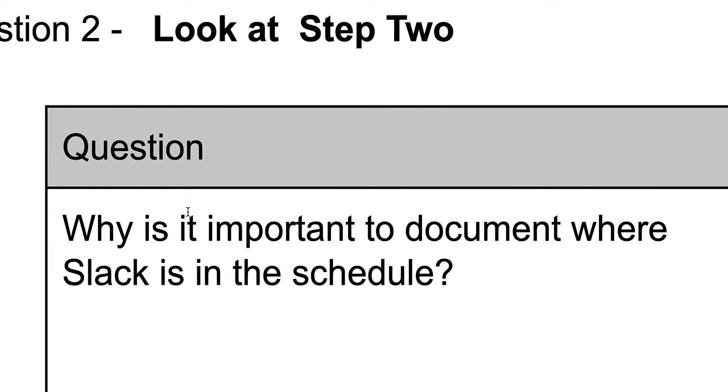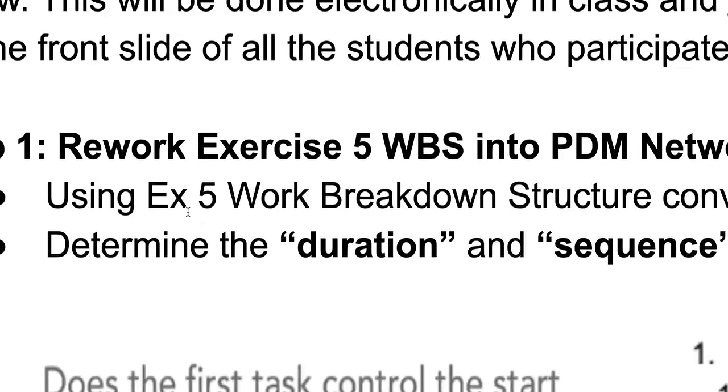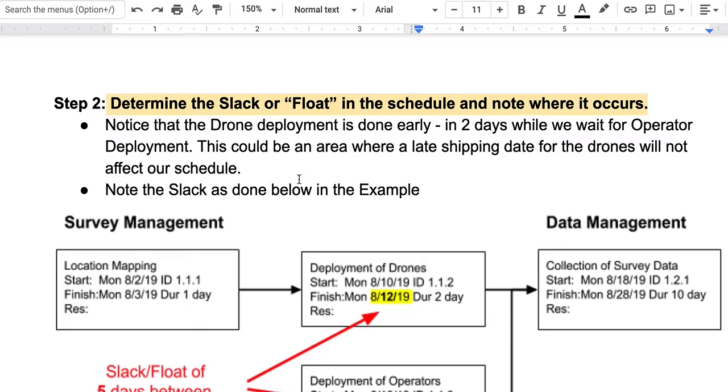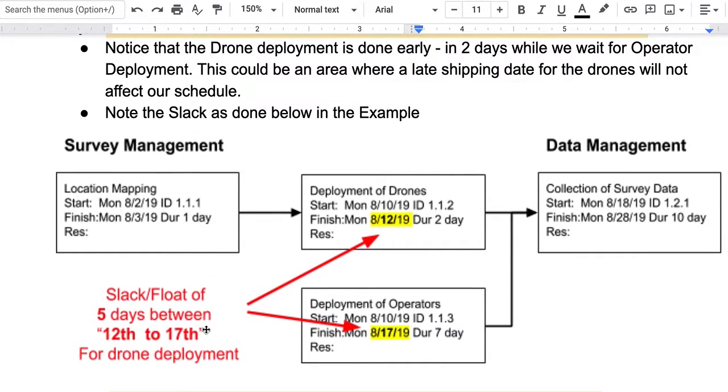Why is it important to document where slack is in the schedule? Think about that now. If something comes up with one of these issues here, so we have slack. In this one here, we're able to say, hey, there's 5 days of slack between these two events, even though they're running in parallel. That means we can go ahead and finish up something earlier and put more focus on this. Or if something was to go wrong, we know that we're going to be able to meet the timeline with this one because we still have time within, it's only a 2-day duration, to finish this off again. So if deployment of the drones gets delayed, it's not going to be a big impact to us.